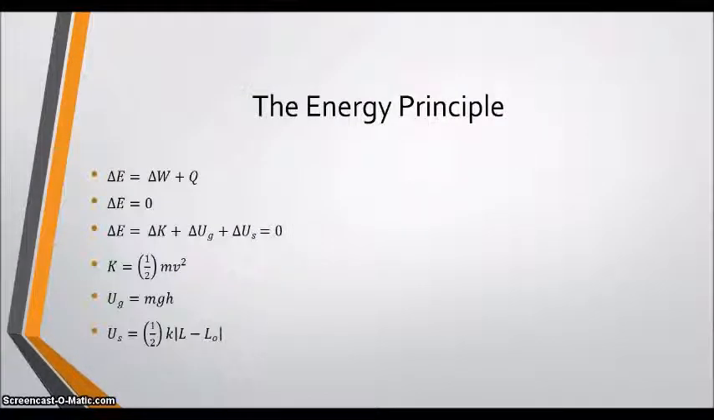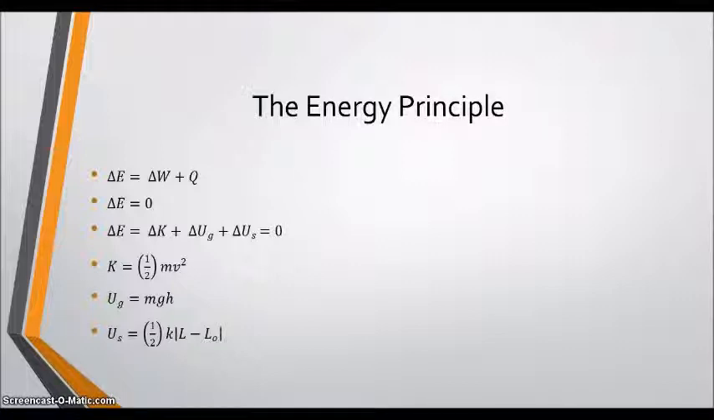The energy principle states delta E equals delta W plus Q, or the work on the system plus the heat lost. However, because our system never moves from its position but only within itself, we know that our delta E is equal to 0. And our delta E is made up of the change in kinetic energy, the change in potential energy due to gravity, and the change in potential energy due to the spring, each of which is equal to its own specific equation.